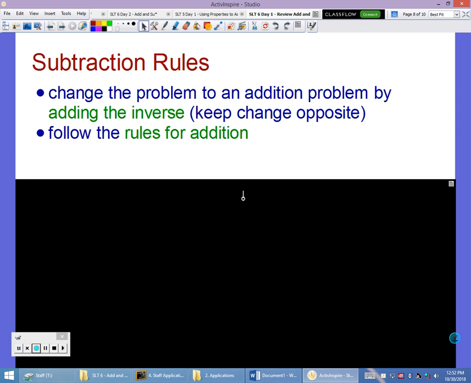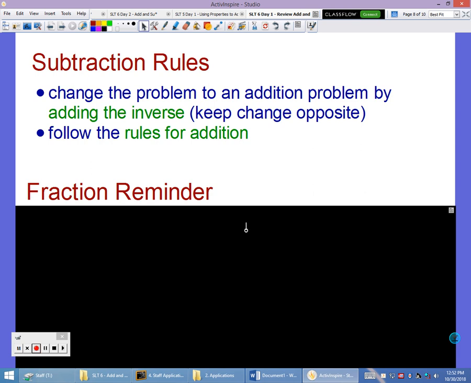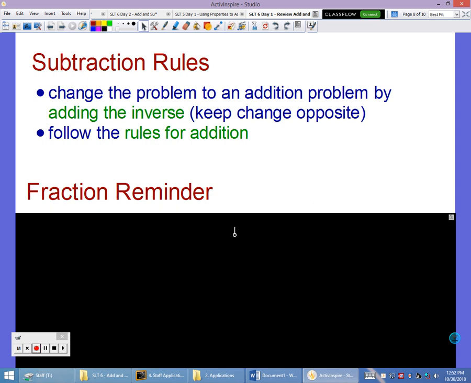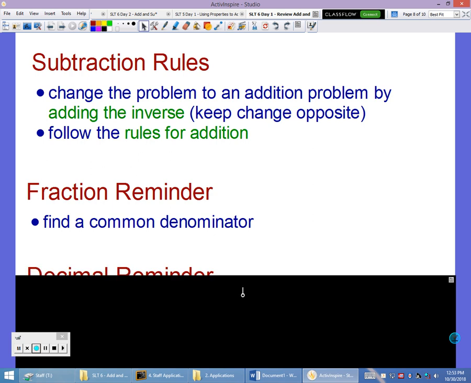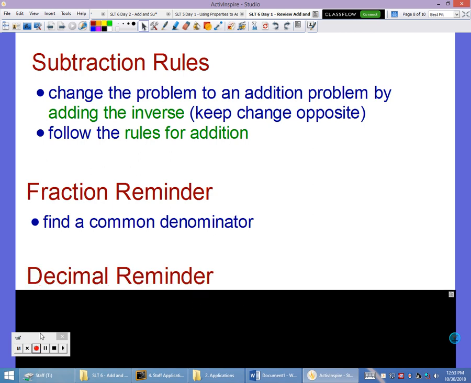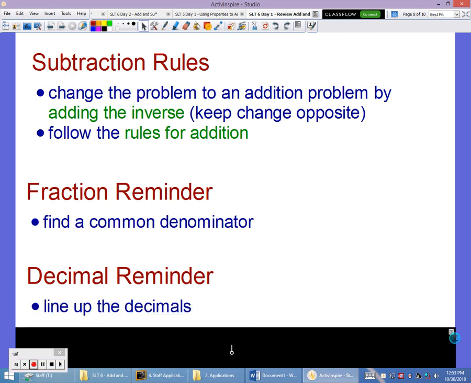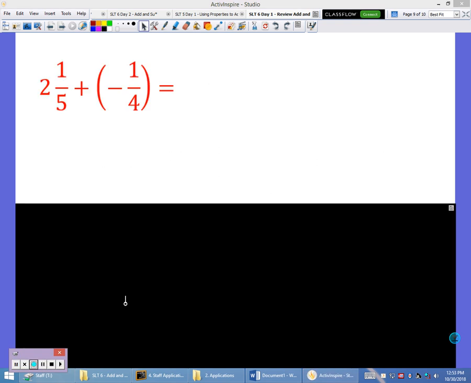Thinking way back to the beginning of the year, we talked about adding and subtracting fractions. One reminder about adding and subtracting fractions is that you must find a common denominator in order to do this. A quick reminder about adding and subtracting decimals is to remember that you must always line up the decimals so that you are adding and subtracting the same place values. Let's try a few examples before you try and work some on your own.